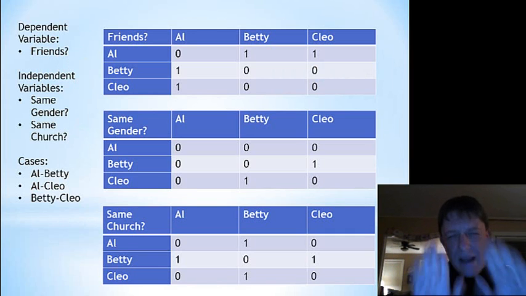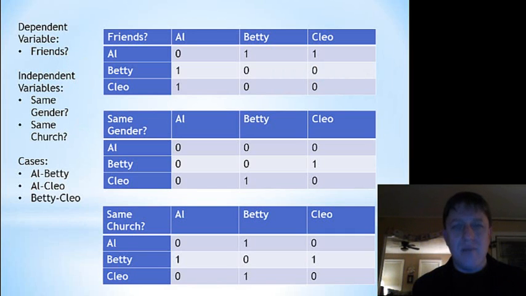Let's boil that down to a practical example, okay? And let's make it in a really simple matrix of network data. We might have a dependent variable. Are some people friends? And let's just look at 3 people, Al, Betty, and Cleo. And you notice some zeros and ones, and by now you know what they mean. A 1 means, for Al and Betty, that Al and Betty are friends.